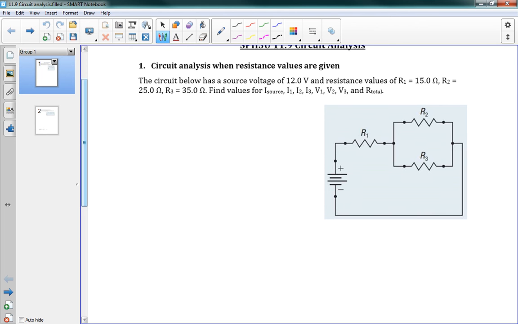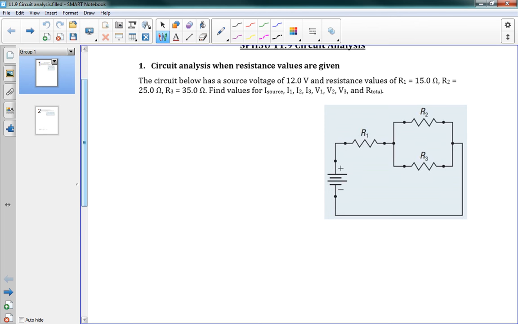The first problem here says circuit analysis when resistance values are given. So when all of your resistance values are given, it's a bit easier to solve the problem. So first we'll look at this one. It says the circuit below has a source voltage of 12 volts, and resistance values of R1, R2, and R3. Find values for I source, I1, I2, I3, V1, V2, V3, and R total.